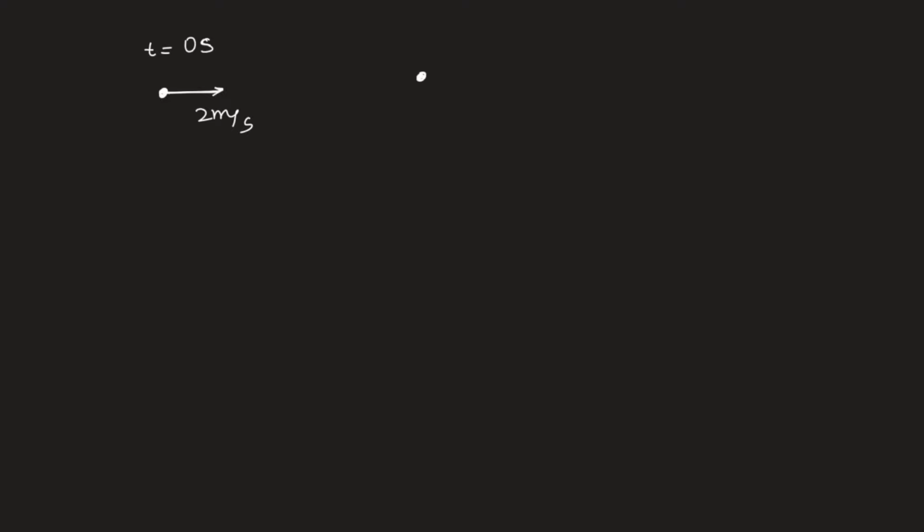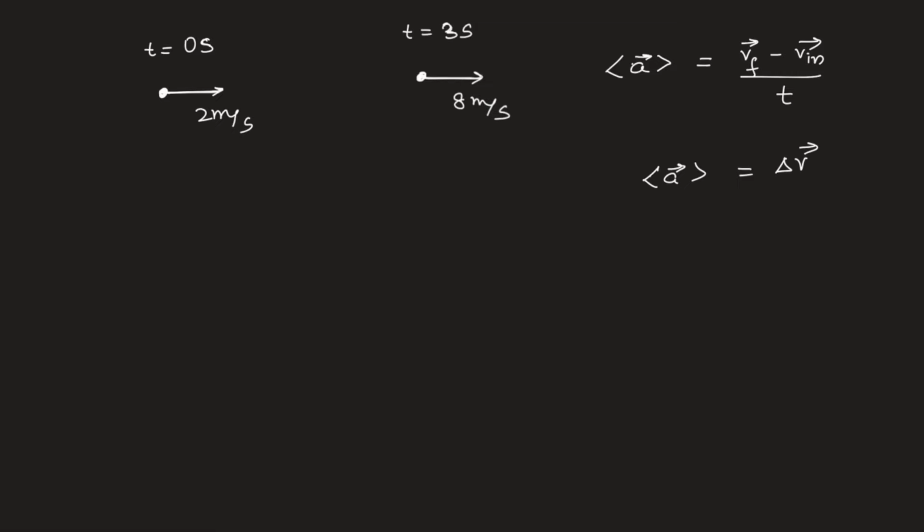Now after some time, let's say at t equals to 3 seconds, its velocity is 8 meters per second. Now the average acceleration that you are going to calculate here, and we are just calculating average acceleration right now, is final velocity minus initial velocity divided by time, or in simple terms, an average acceleration can be written as change in velocity by time.